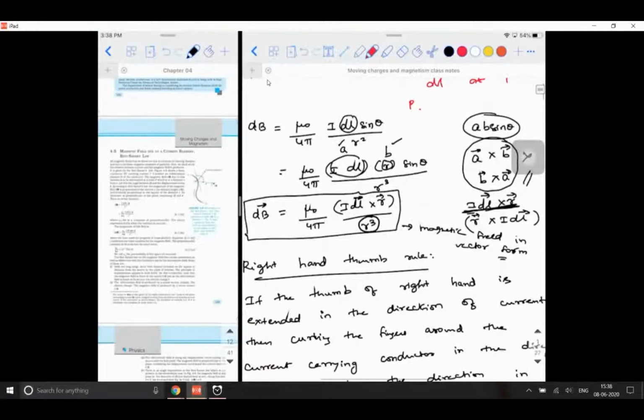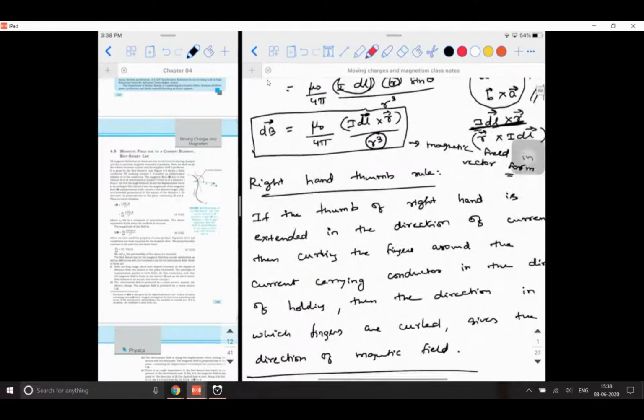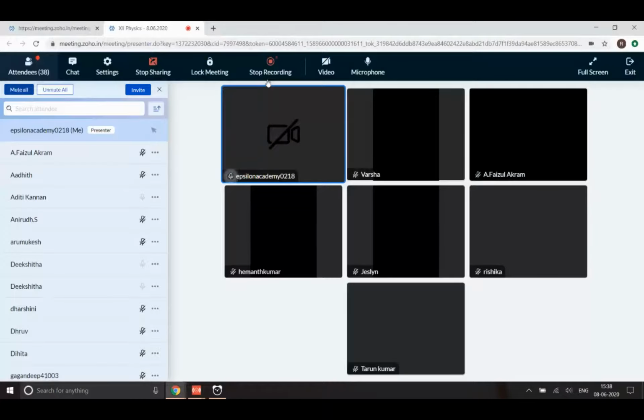And one more important point that I stressed last class is how to find the direction of magnetic field. There are two rules that you can use. One is the right hand thumb rule. So what does the right hand thumb rule state? When you place the thumb of your right hand in the direction of the current and curl the fingers as if you are holding it. Let me show this part for you to recollect.